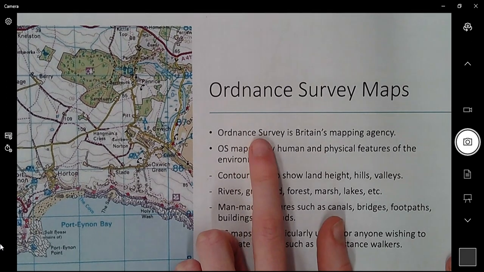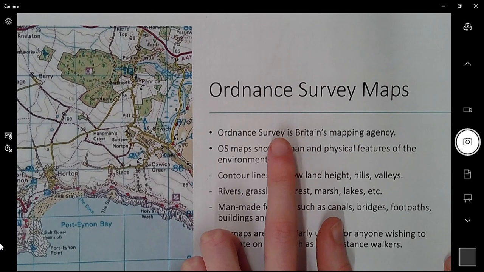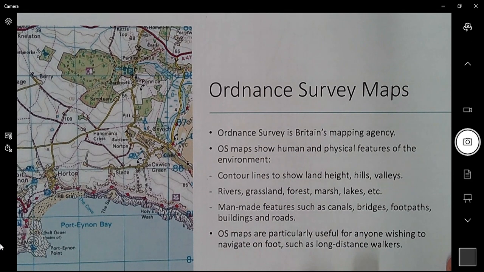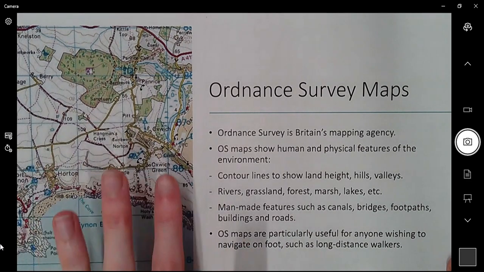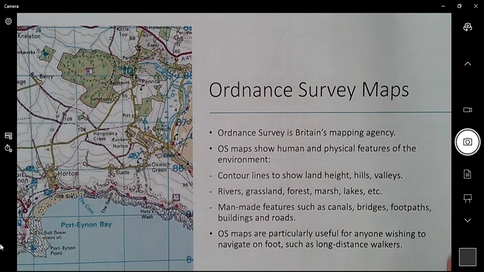So Ordnance Survey is an agency. It is Britain's mapping agency. They're an agency that looks after the maps of Britain, creates them, and creates these grid references as well. OS maps show human and physical features of the environment. So human features as well as physical features like mountains, hills, all those physical features, as well as human features like telephone boxes, information centres, museums, and so on.